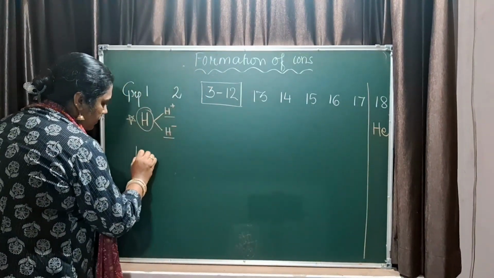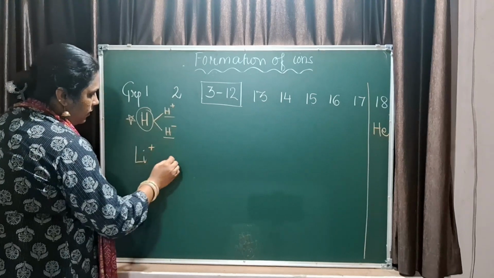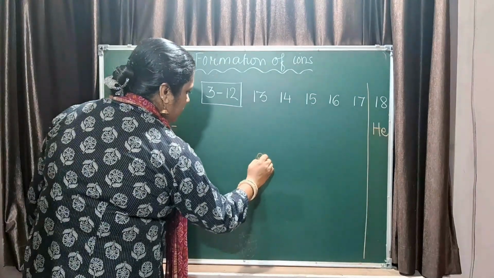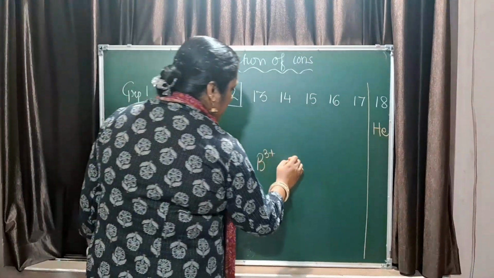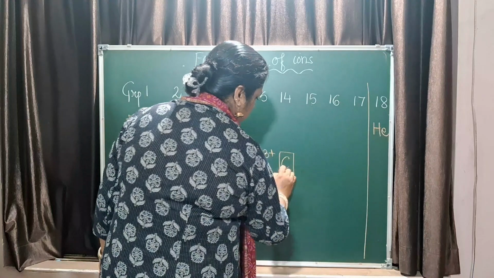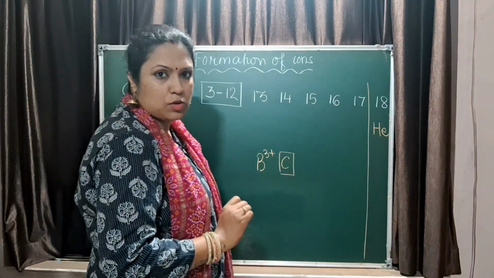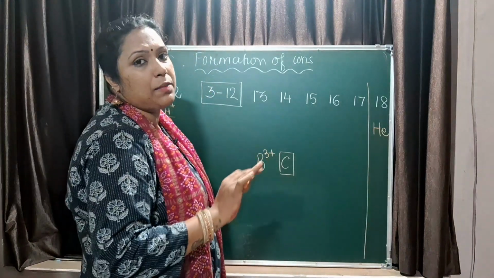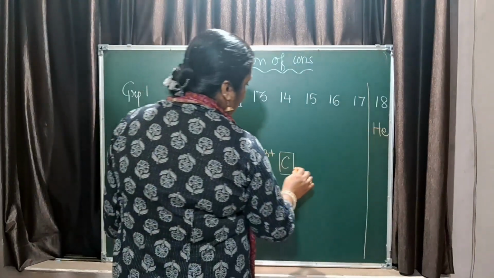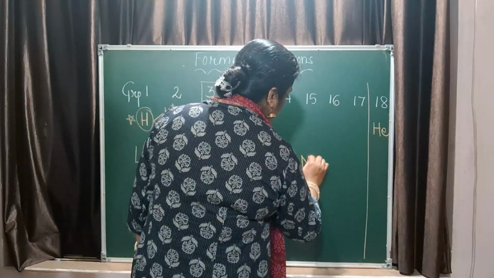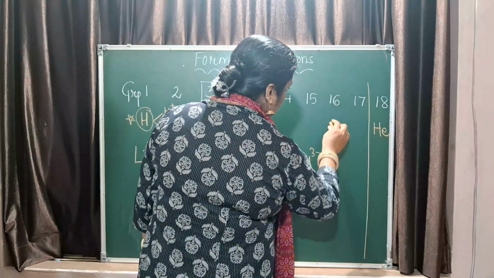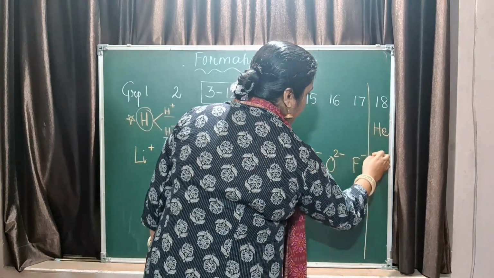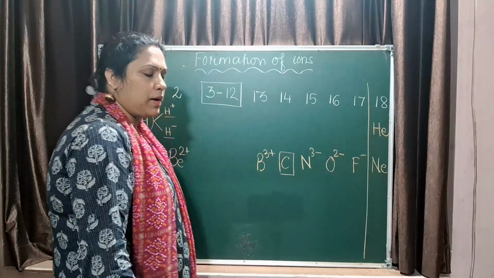Now moving to the next, after hydrogen and helium, we have got lithium that forms a positive ion, beryllium 2 plus, boron 3 plus. Carbon does not form an ion because it has got 4 electrons in the outermost orbit. It prefers sharing rather than forming ions, though in some cases carbide ions are present. After carbon, nitrogen 3 negative, then oxygen 2 negative, fluorine minus, then you have got neon, a noble gas which does not form ions.